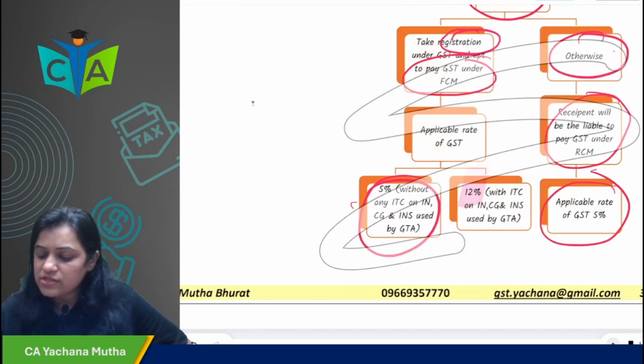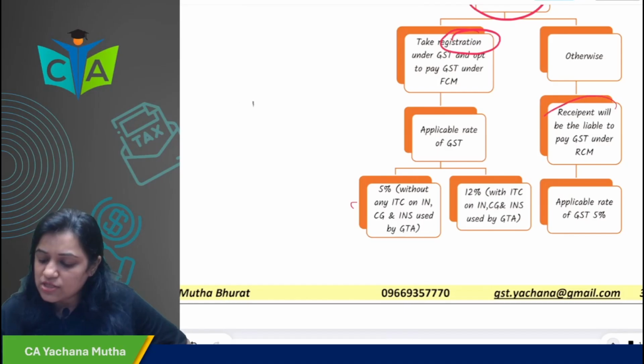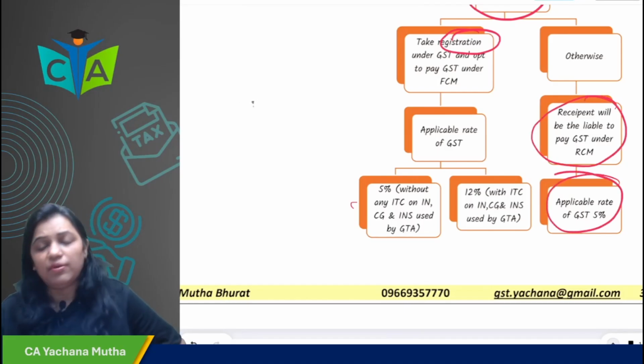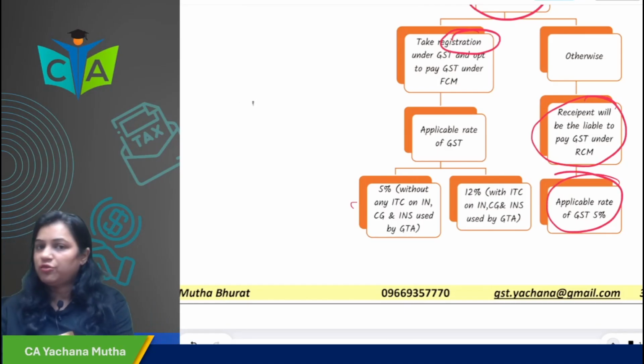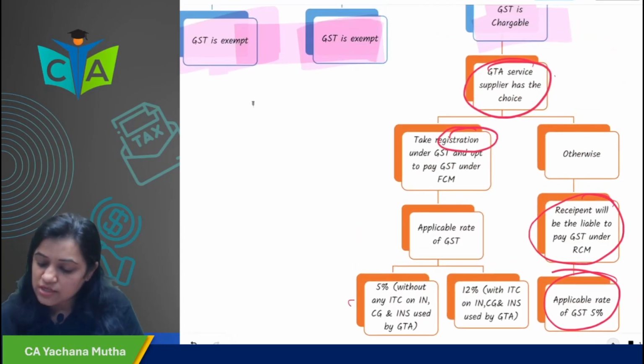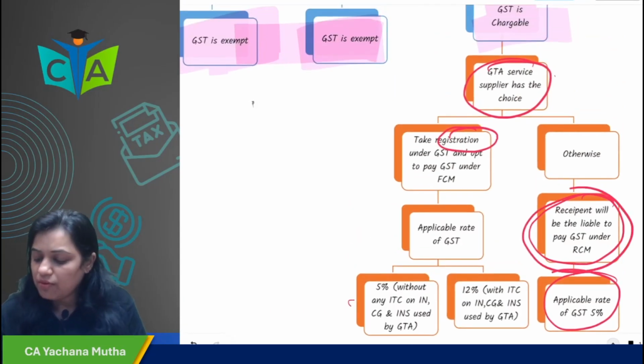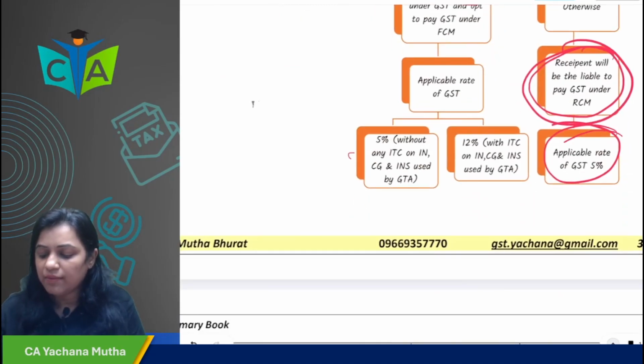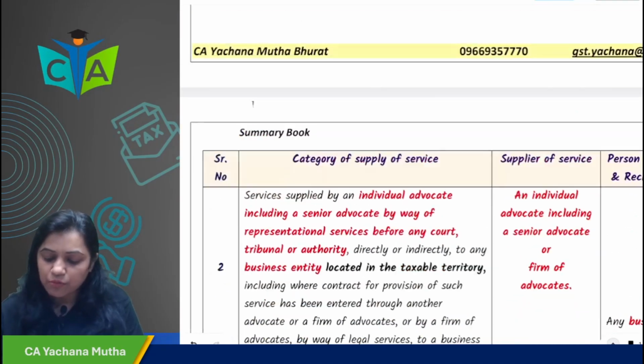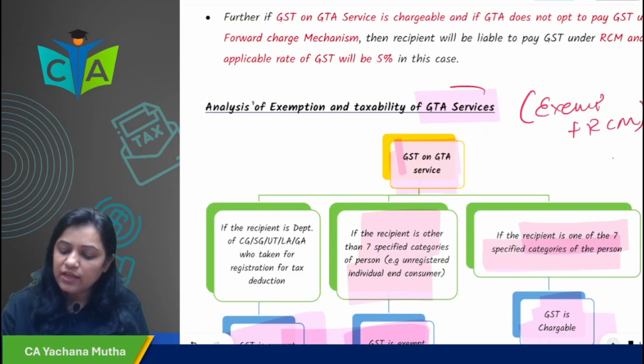Otherwise, the recipient will be liable to pay GST under RCM, and what is the applicable rate of GST? The applicable rate of GST is 5%. So, the recipient will be liable to pay GST under RCM and the applicable rate would be 5%. Now, this is in case of GTA service.